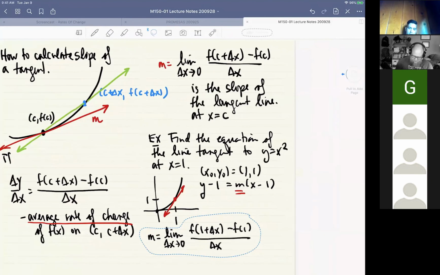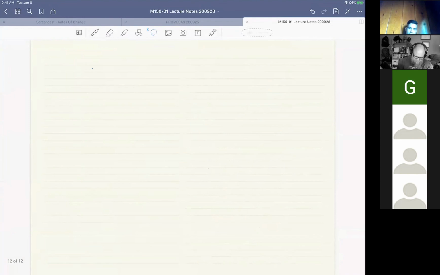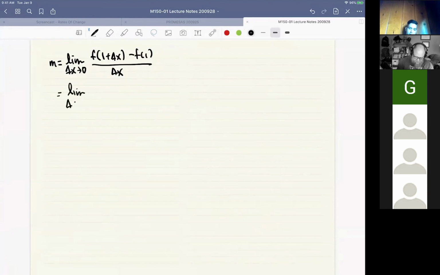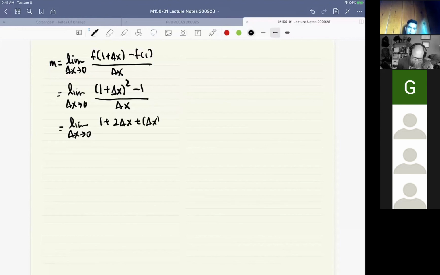I'm going to move that to the next page here. All right, so I'll keep copying the limit statement. So my function is the squaring function, so I'm squaring 1 plus delta x. F of 1 is 1. So squaring that expression there, I get 1 plus 2 delta x plus delta x squared minus 1.